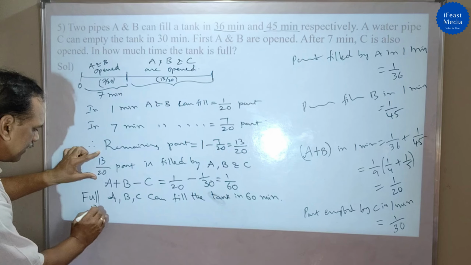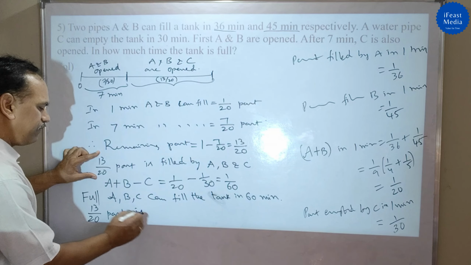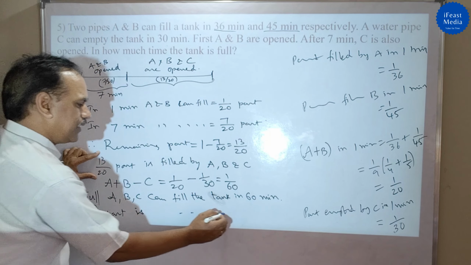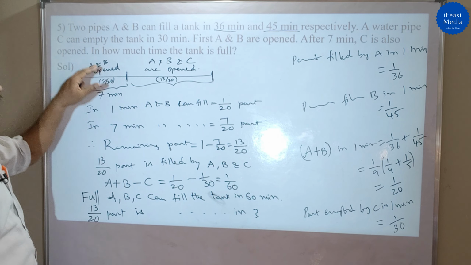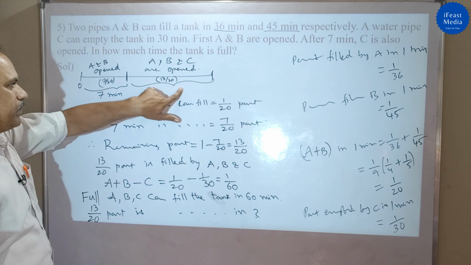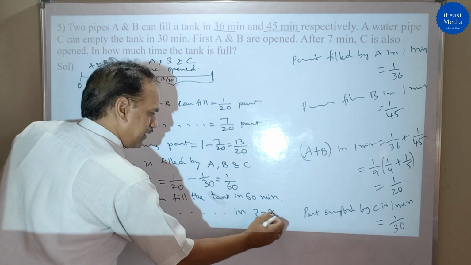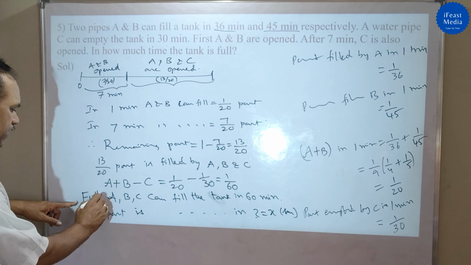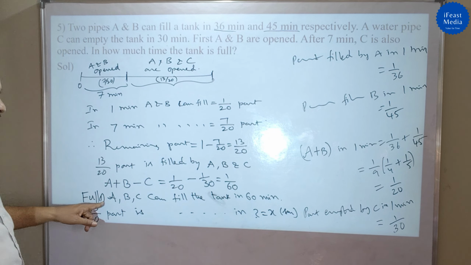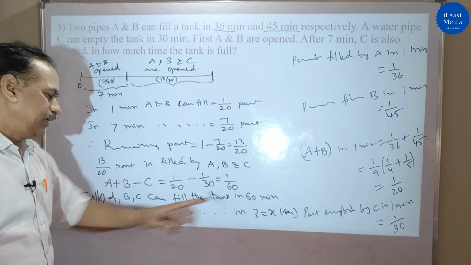The 13 by 20 part is filled by A, B, C in how much time? How many minutes? That is to be found. Let it be X. Then what is full? The full tank is 1. So 1 is filled in 60 minutes. The 13 by 20 part is filled in how many minutes?